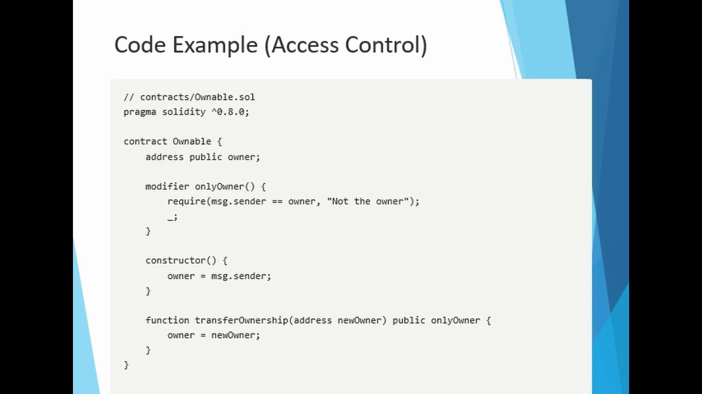The Ownable contract provides a basic and secure way to manage ownership of the contract, ensuring that only the owner can perform certain actions. The onlyOwner modifier restricts access to functions so that only the current owner can call them. The constructor sets the initial owner to the address that deploys the contract. The transferOwnership function allows the current owner to transfer ownership to a new address.